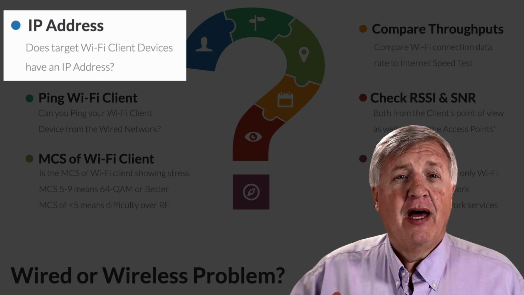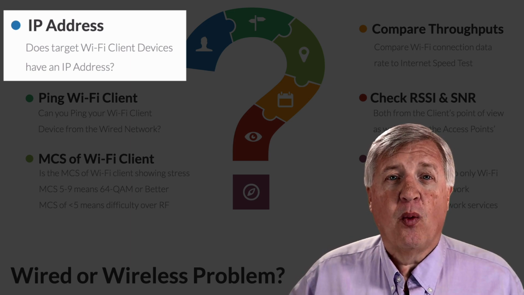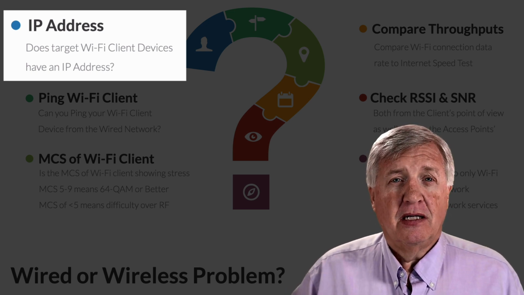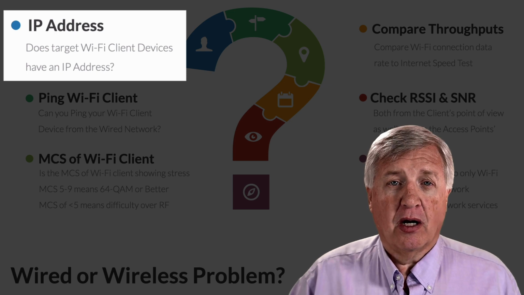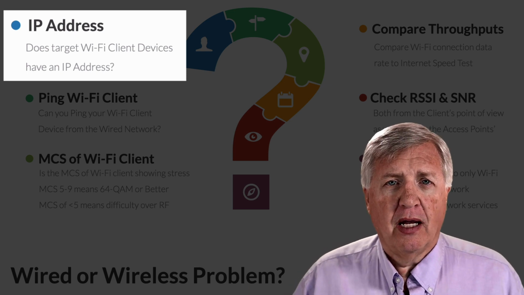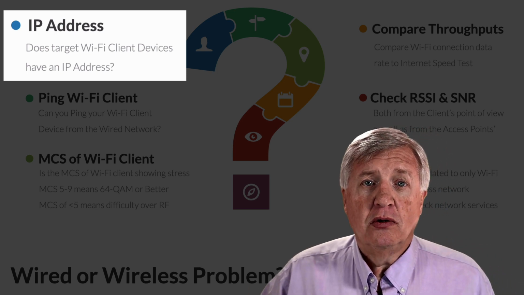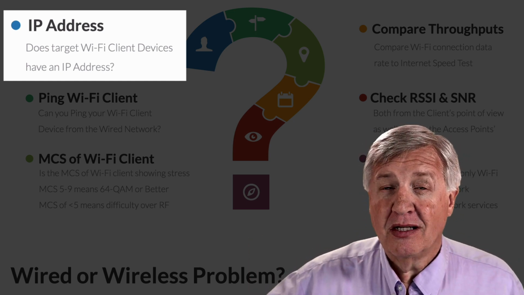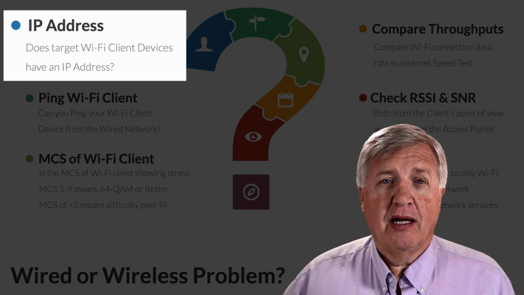So we know that if a wireless device has a wireless IP address, it got it via the wireless network. So obviously the Wi-Fi is working. It's doing what it needs to do to get the information across the wireless, through the AP to the wired side, and getting that back.